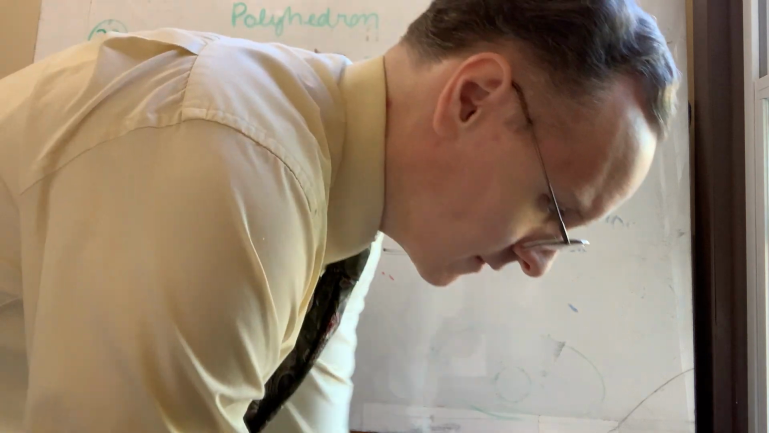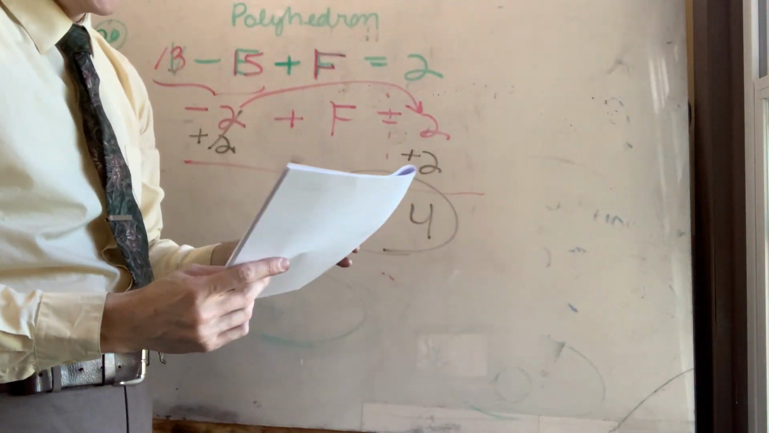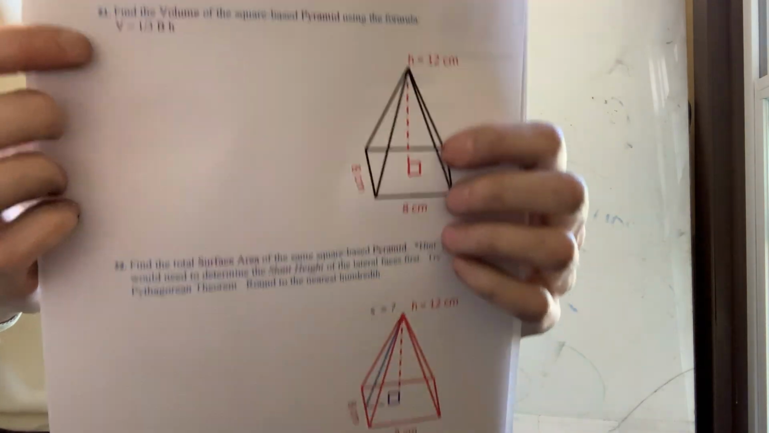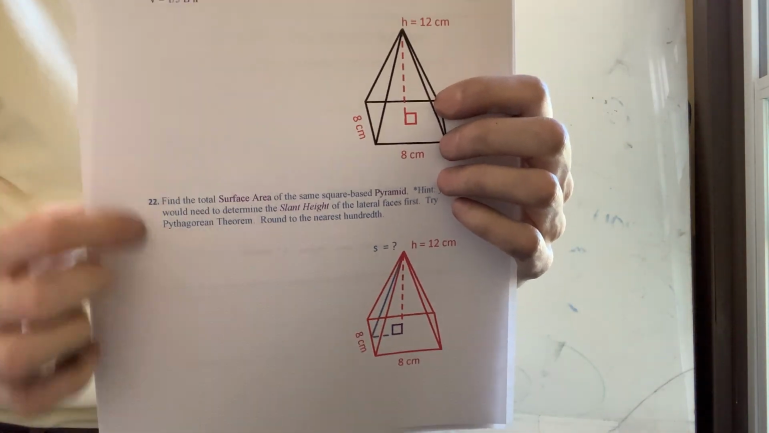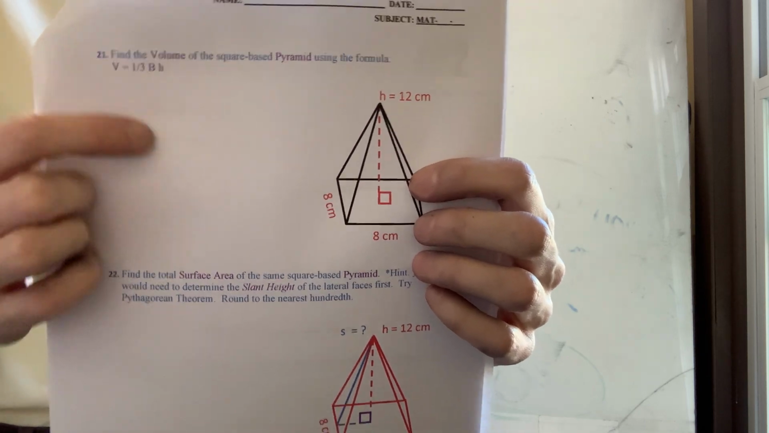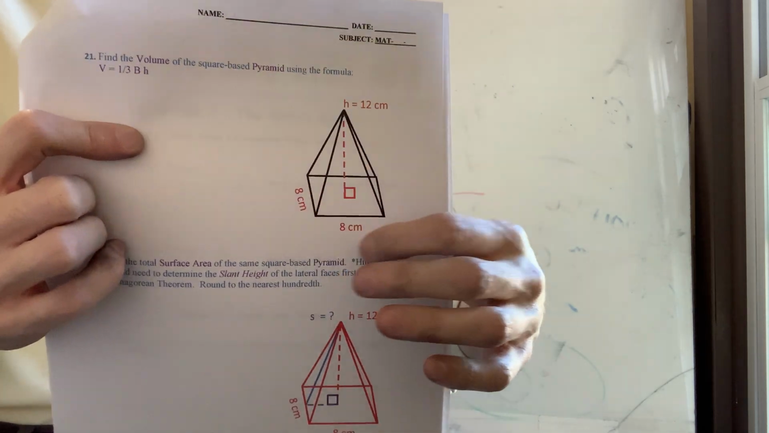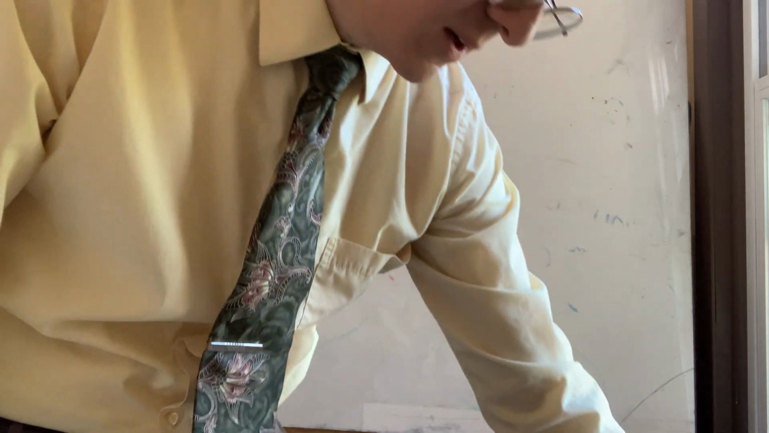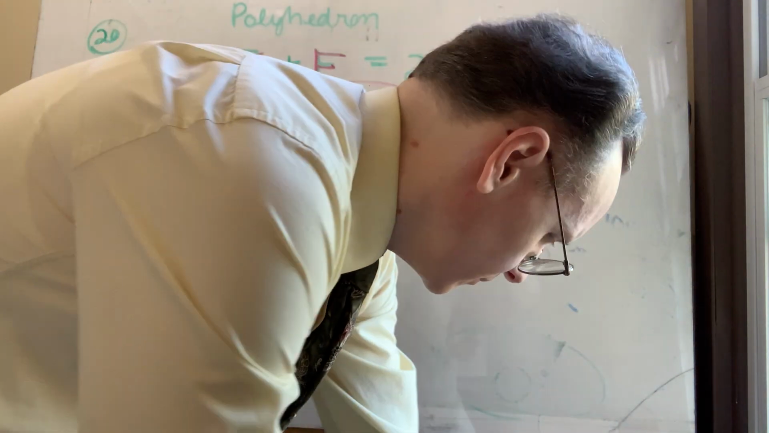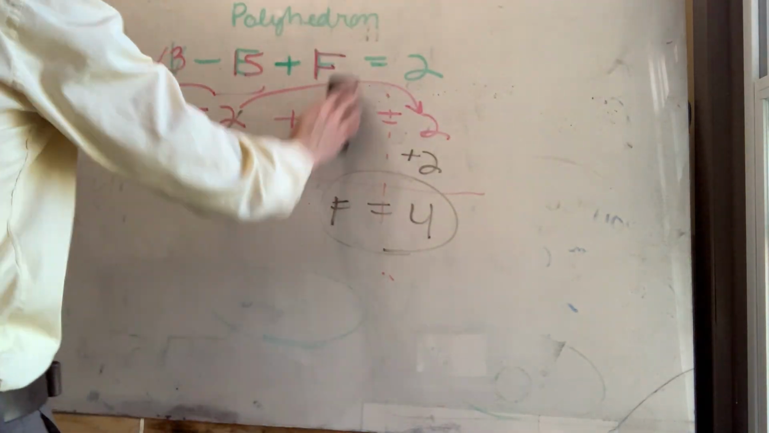Right, next one, last page, is 21. I was thinking of making this an extra credit, but I'm giving you the credit anyway. Find the volume of this square-based pyramid. Okay, let me draw this really quickly.